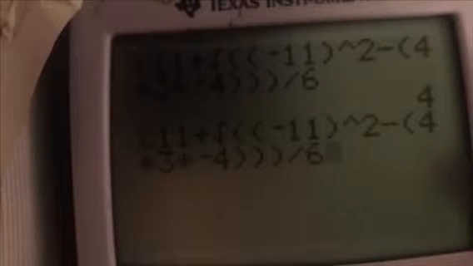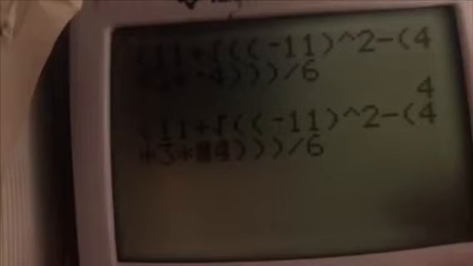Now that we have the positive equation, we can click second enter and replace it with the negative to get the negative version.